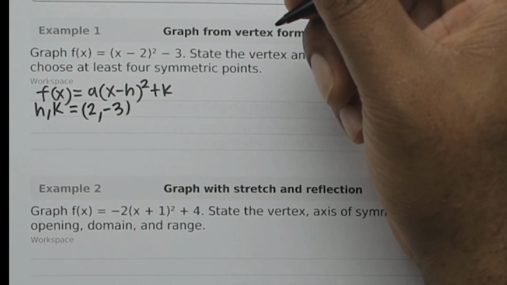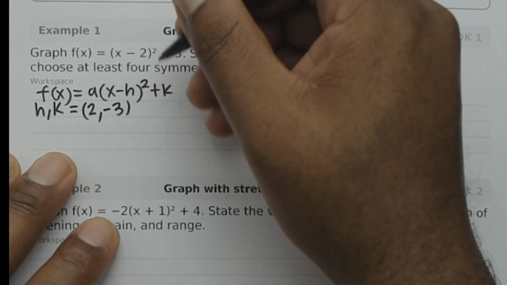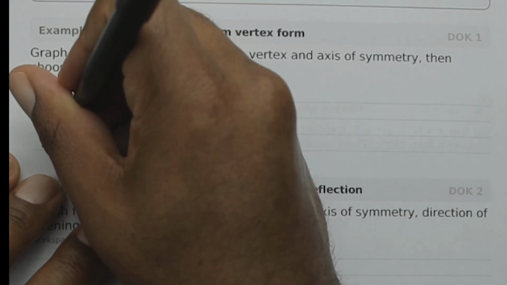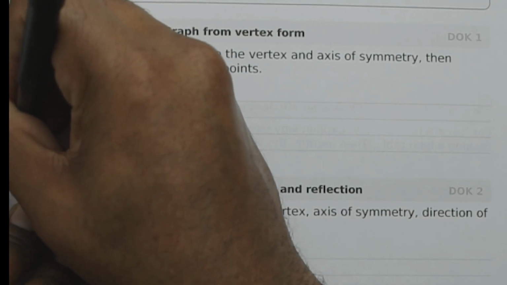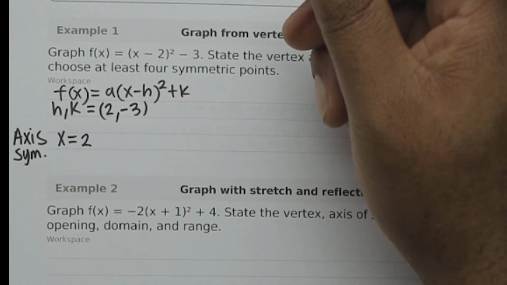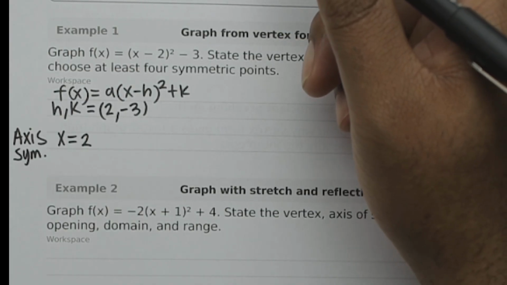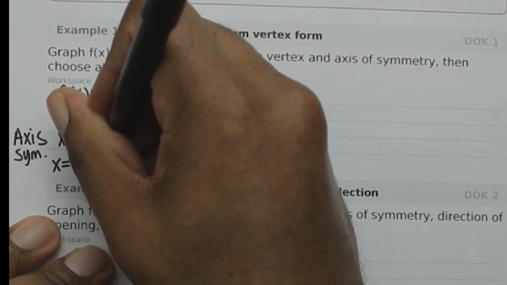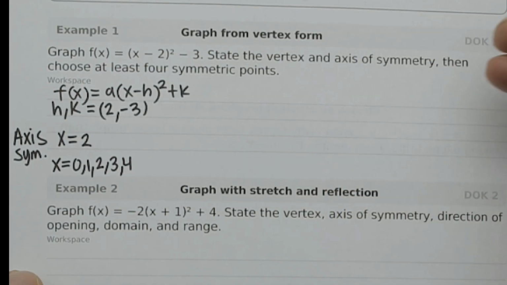Now, the axis of symmetry is the vertical line that passes through the vertex. So the axis of symmetry is just a straight line, which tells us that x is equal to 2. The axis of symmetry is x equals 2. Now, we need to choose some x values equally spaced around x equals 2. So let's just say we'll use 0, 1, 2, 3, and 4.